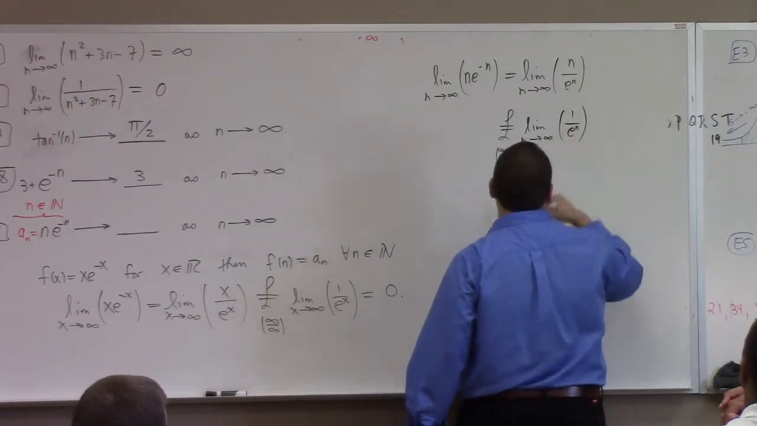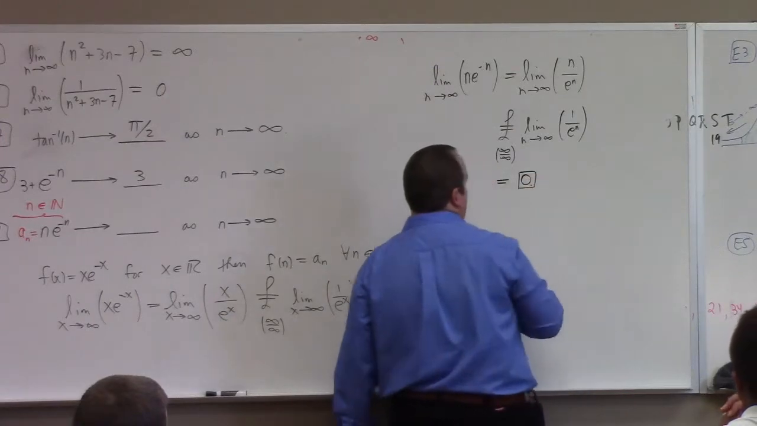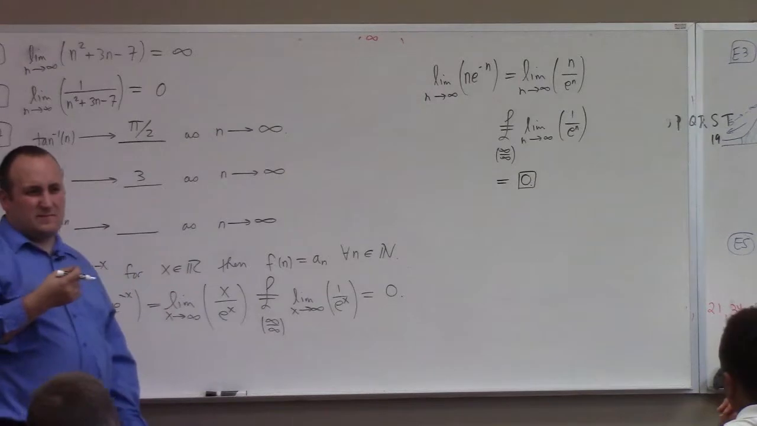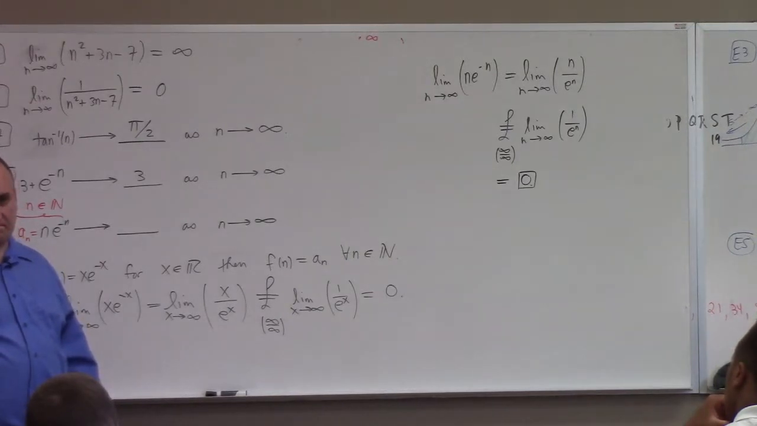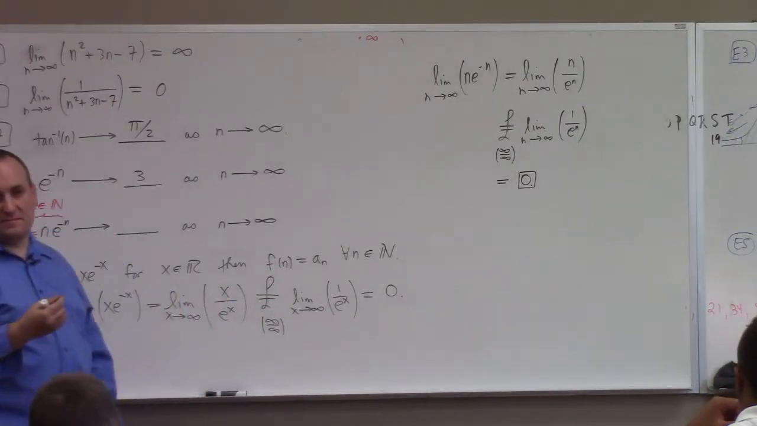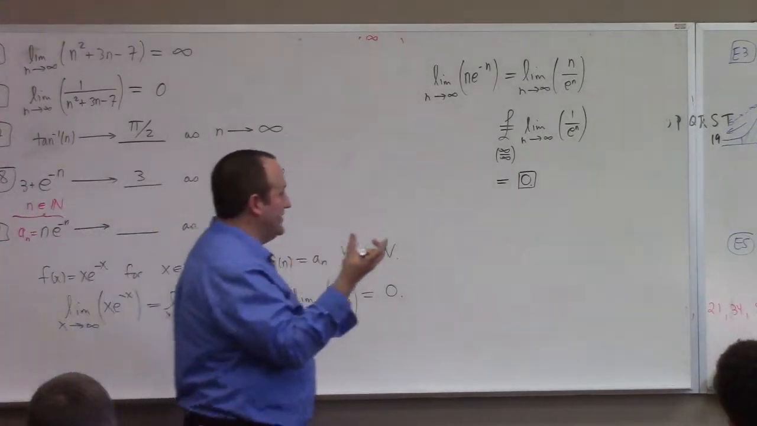Now, can you tell me why that should be concerning to you? What does L'Hopital's rule do? You're differentiating, right? How do you differentiate a sequence? What's the derivative of the Fibonacci sequence? We have not defined that. So there's a sleight of hand going on here.